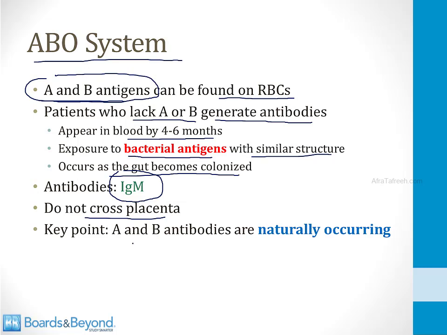A key point is that the A and B antibodies are naturally occurring. They occur in response to bacterial antigens, and this is in contrast with some other antibodies that we'll talk about later to other red blood cell antigens.